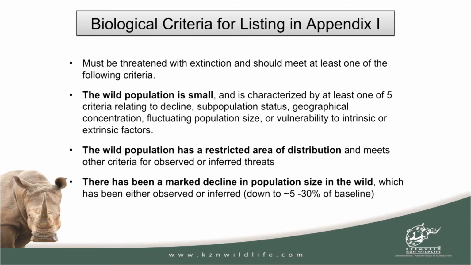The biological criteria for listing in Appendix 1: a species must be threatened with extinction and should meet at least one of the following criteria. I'm not going to go into detail, but essentially the wild population is small, the wild population has a restricted area of distribution, or there has been a marked decline in population size in the wild.